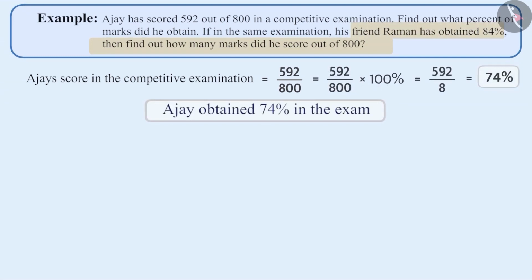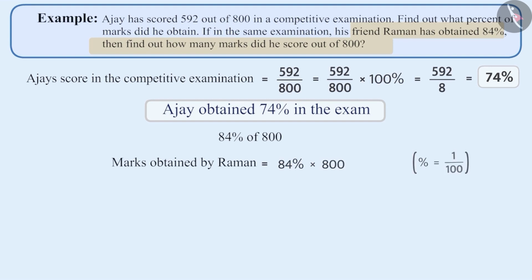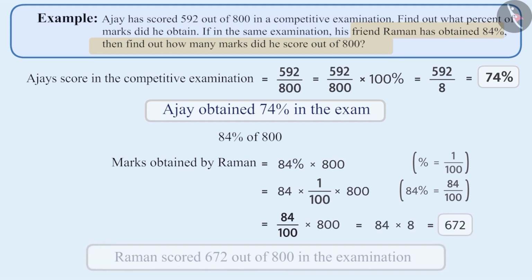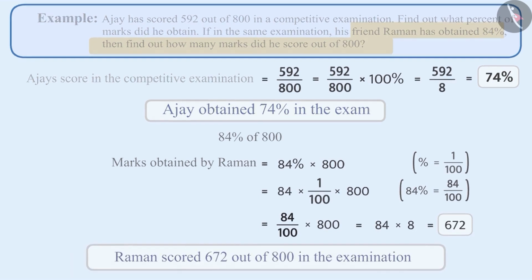Now let's find out how much Raman got. Since Raman obtained 84% out of 800 marks in the exam, marks obtained by Raman is equal to 84% into 800. Since percentage is equal to 1 by 100, we can write 84% as 84 by 100. The marks obtained by Raman is equal to 84 by 100 into 800, which is equal to 84 into 8, which is equal to 672. Therefore, Raman has scored 672 marks out of 800 in the examination.